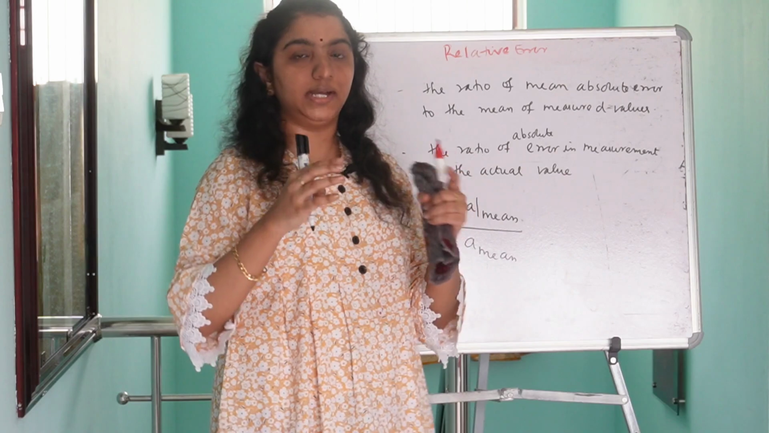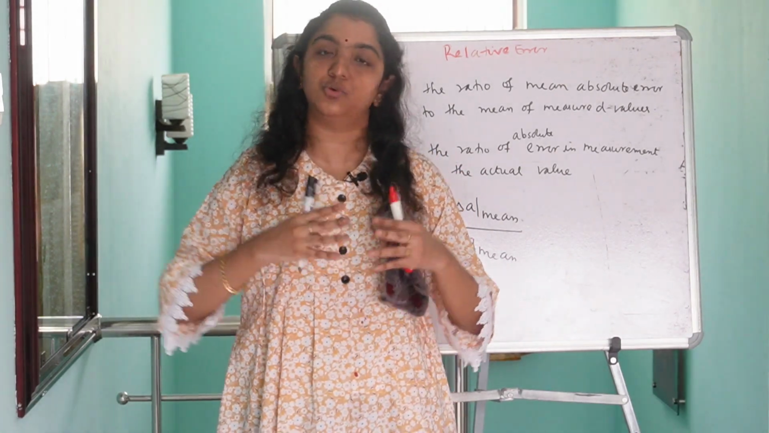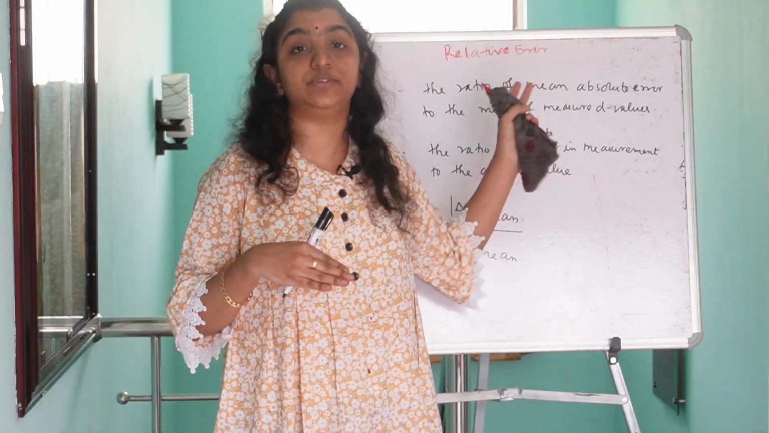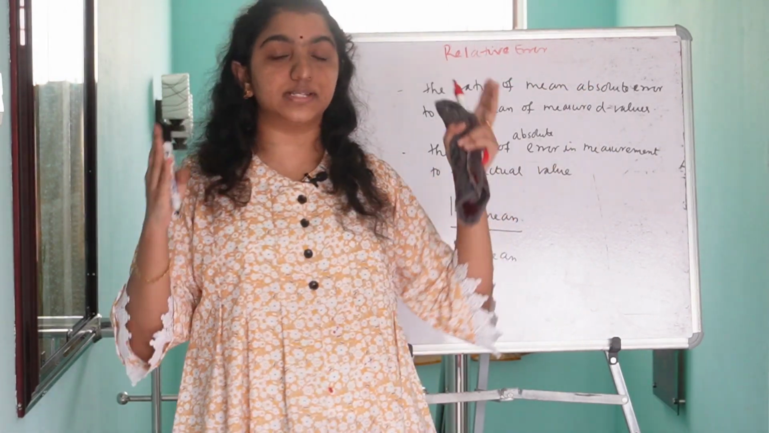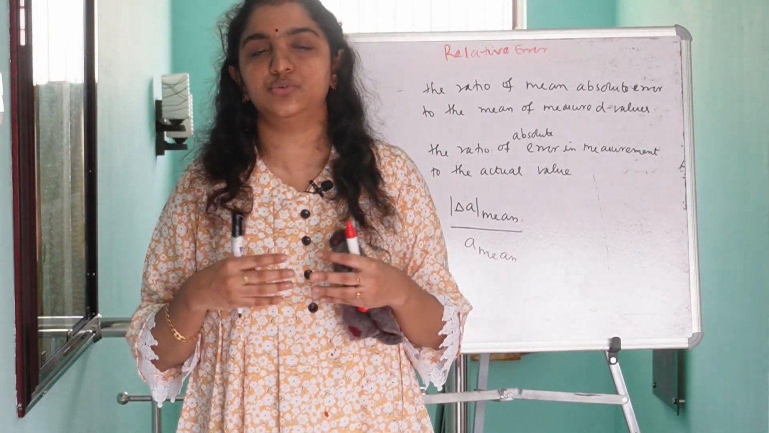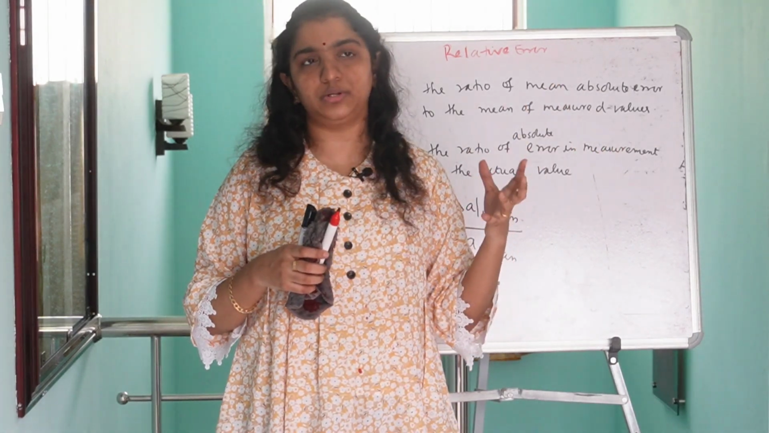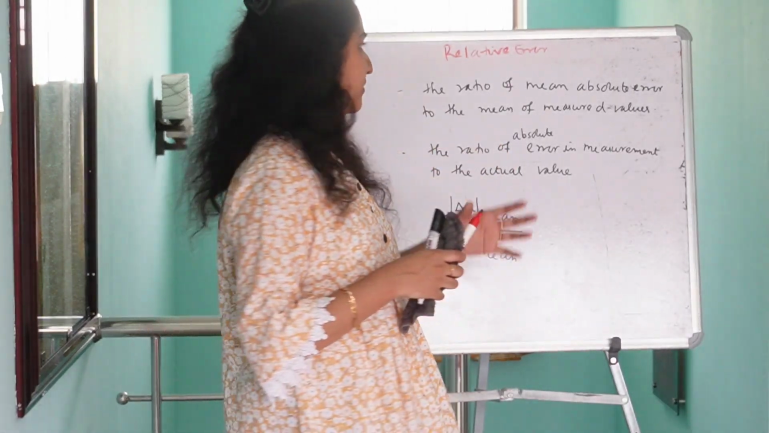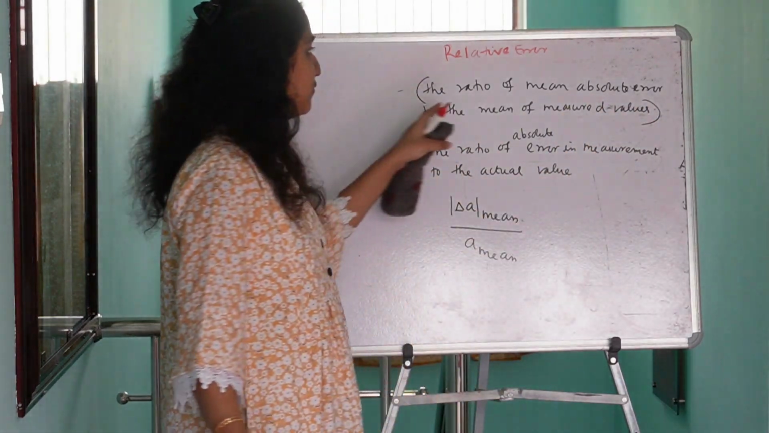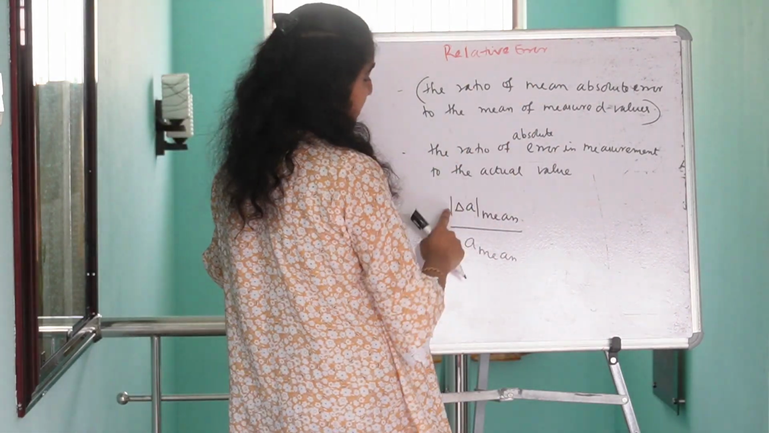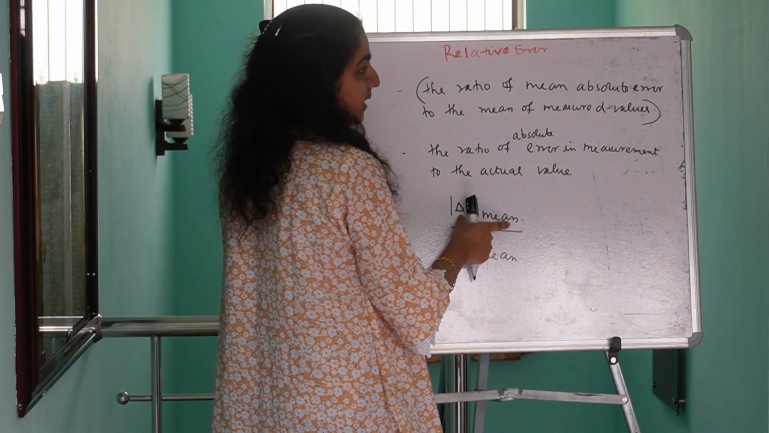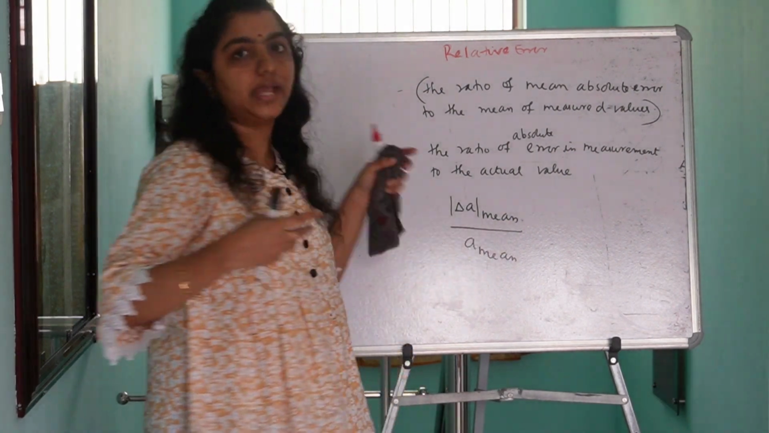If in the question you are provided with so many measurements, as in the example which we discussed earlier, and then you are asked to find the relative error or mean absolute error, etc., then you have to follow this definition, that is relative error is the ratio of mean absolute error to the actual value.